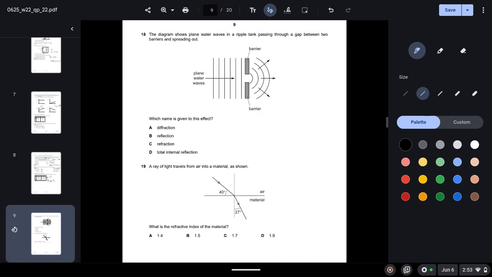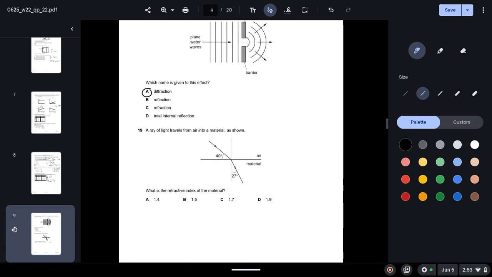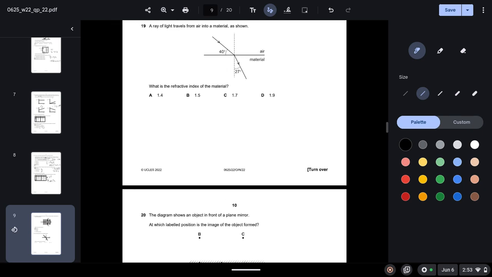18. The diagram shows plane water waves in a ripple tank passing through a gap between two barriers and spreading out. Which name is given to this effect? So we know that this is called diffraction. A ray of light travels from air into a material as shown. What is the refractive index of the material?